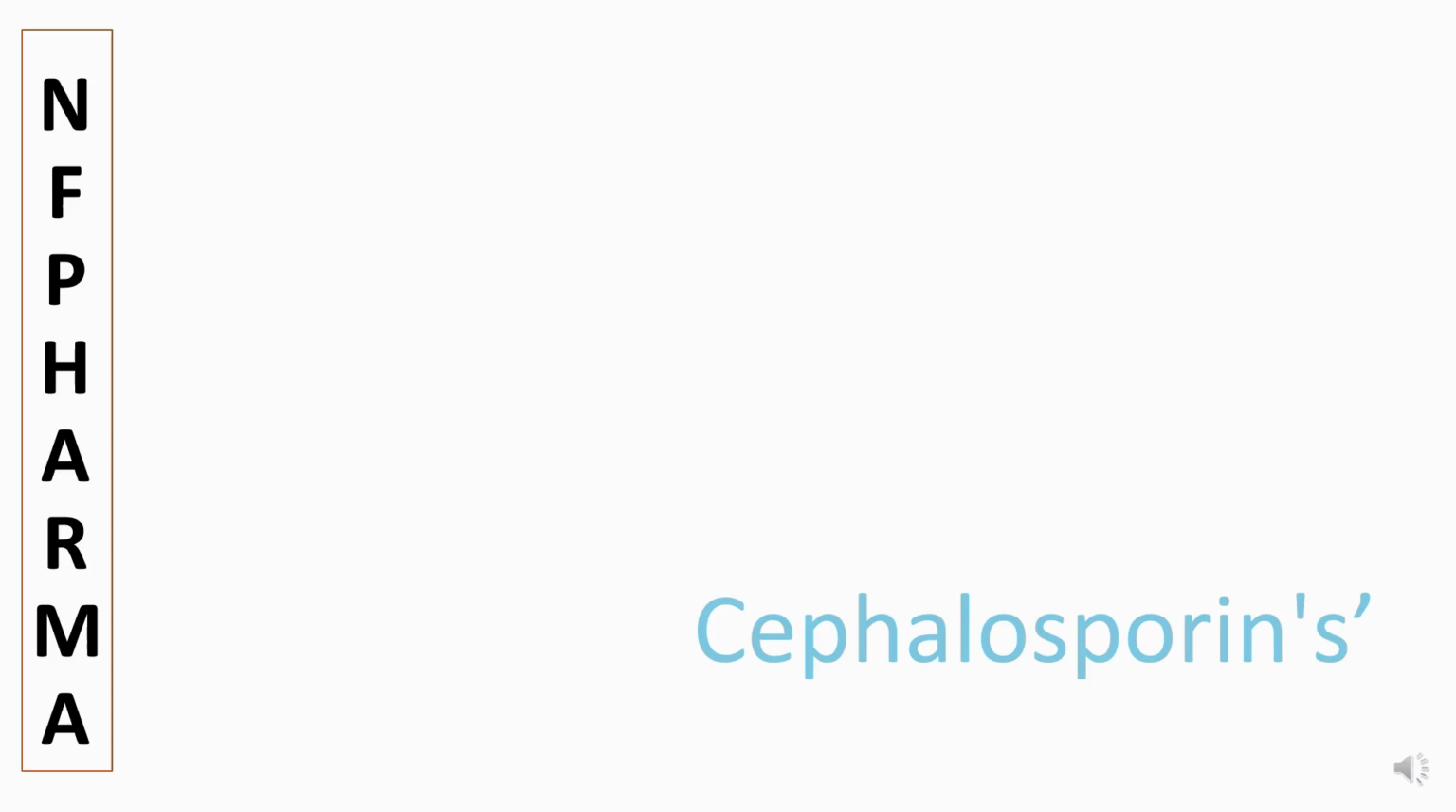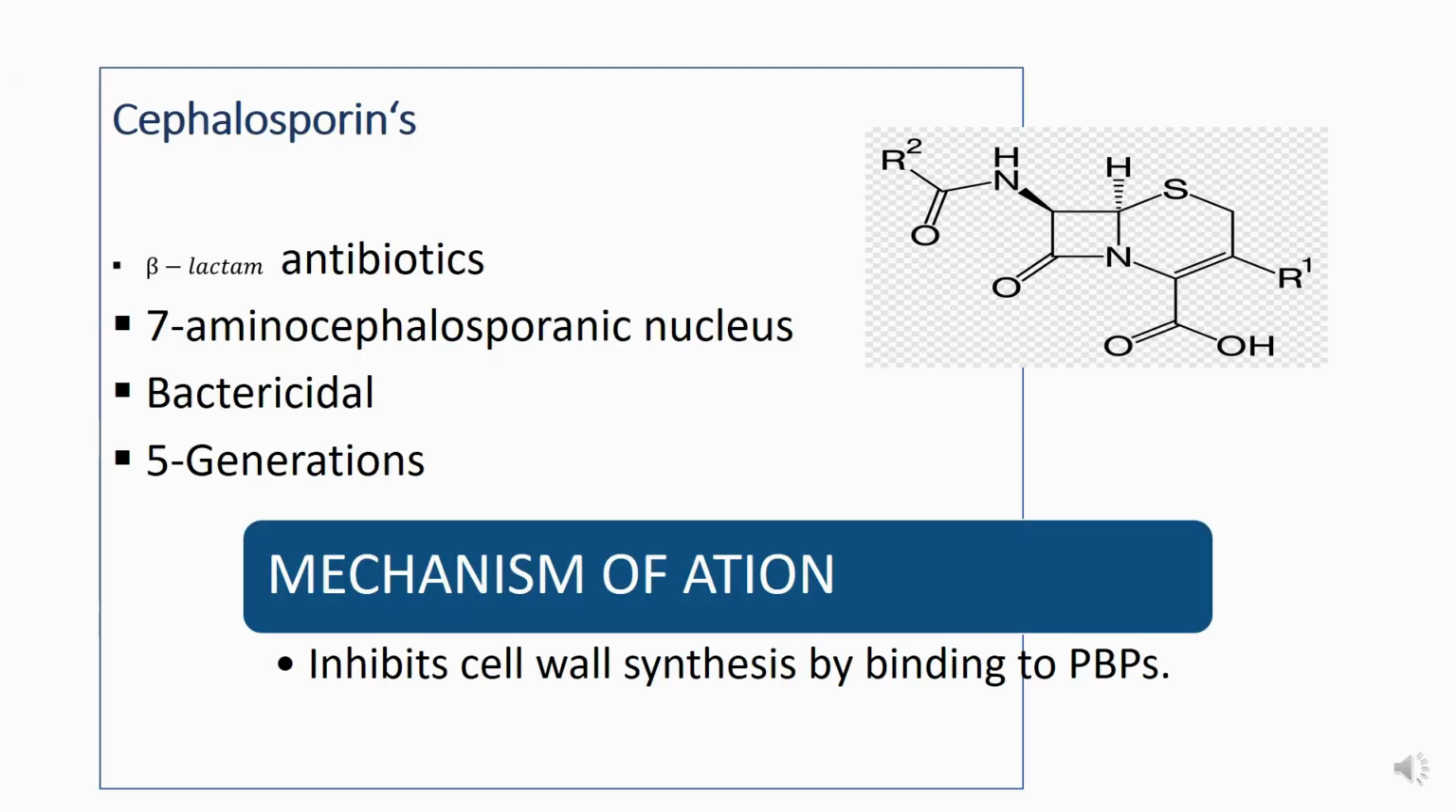Today we are going to discuss cephalosporins. Basically, cephalosporins are from the class of beta-lactam antibiotics and they have a nucleus called 7-aminocephalosporanic acid nucleus. They are bactericidal in action because they inhibit cell wall synthesis by binding to penicillin binding proteins, also called PBPs. They are classified into 5 generations.